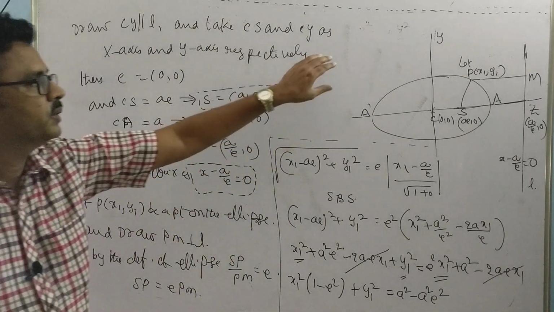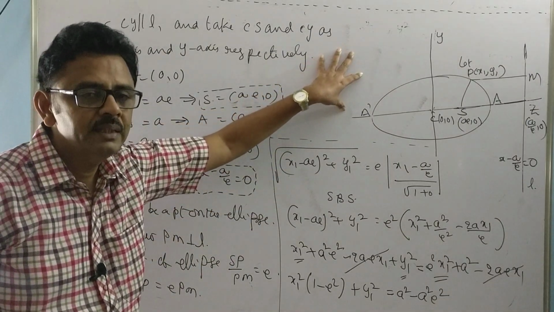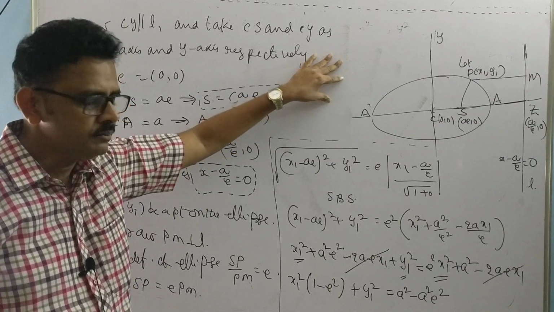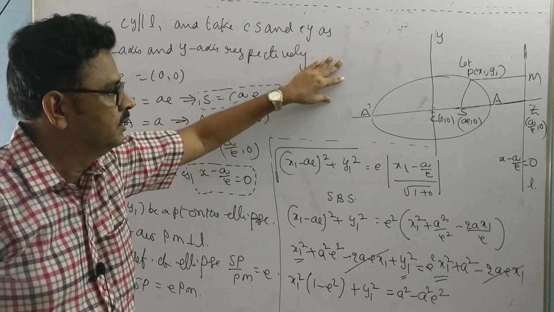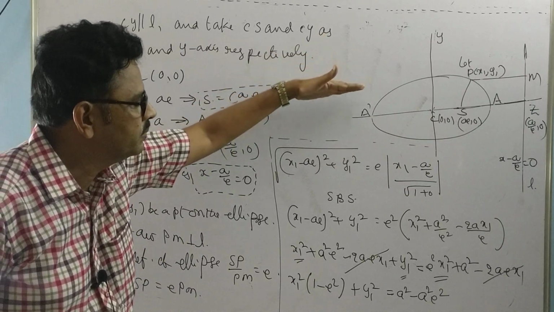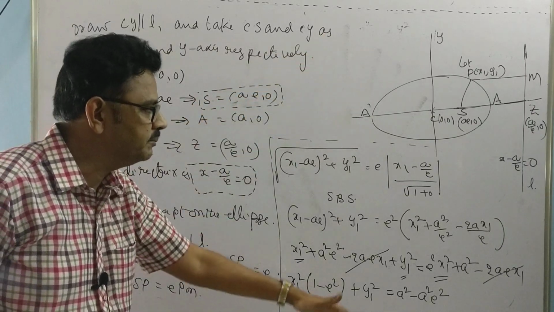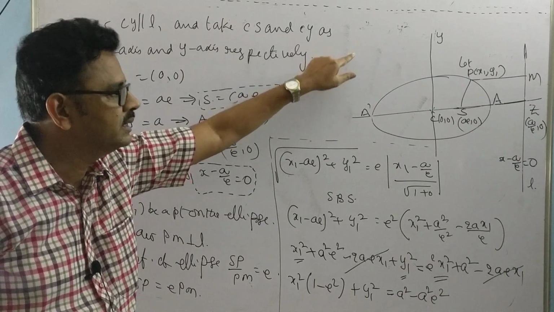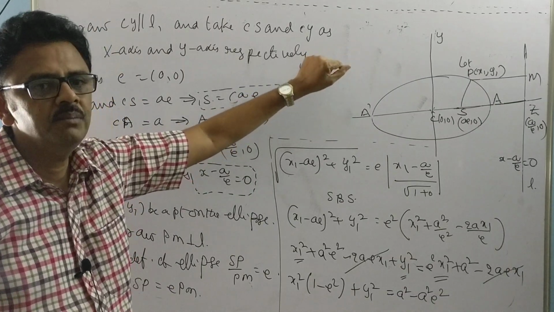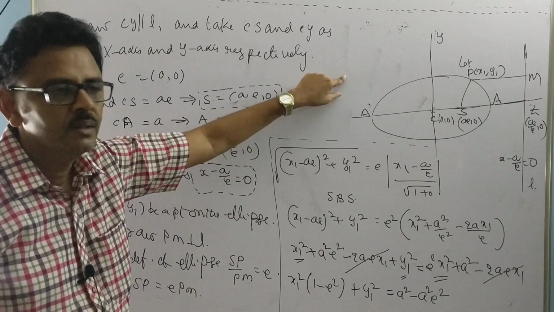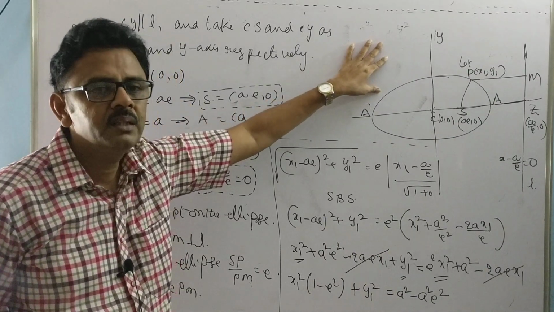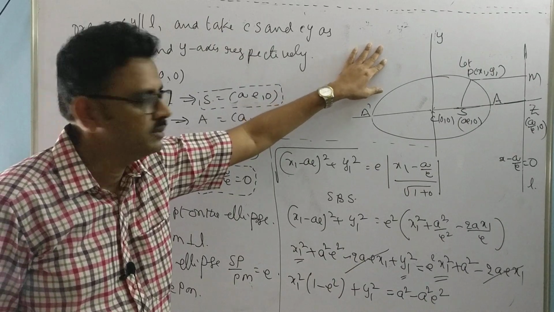So focus more on this ellipse, because ellipse and the next topic, hyperbola, are both similar. The hyperbola proof is more or less the same, and the hyperbola standard form is x square by a square minus y square by b square equal to 1. If I prepare this ellipse well, then automatically the next chapter you will feel very comfortable.